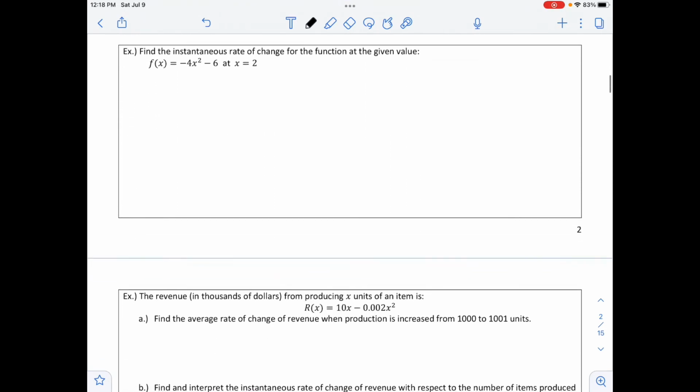So the example right below this one says find the instantaneous rate of change for the function at the given value. And so we have f of x equals negative 4x squared minus 6 at x equals 2. So in order to find our instantaneous rate of change from our table up above, we know that that's going to be the limit as h approaches 0 of f of x plus h minus f of x all over h, and again this is equal to our derivative.